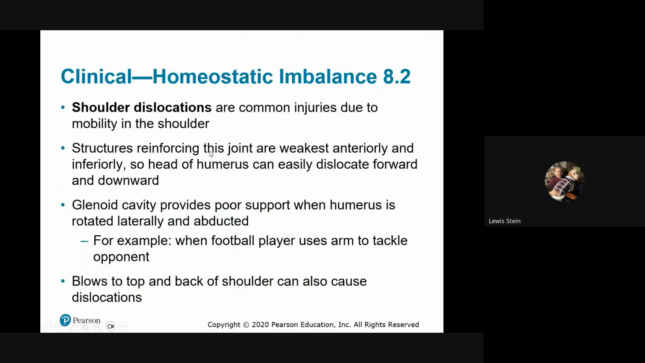So mobility: structures are weakest anteriorly and inferiorly, it easily dislocates, the glenoid doesn't support it, from arm tackles, falling, blows.